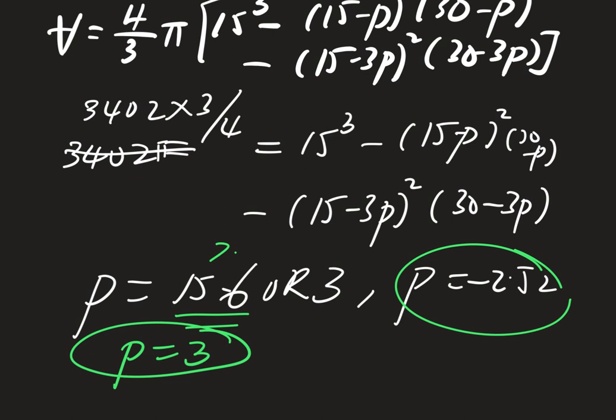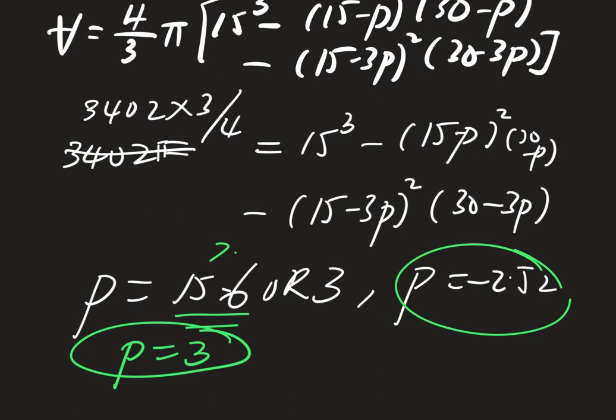Actually, is 3402 times 4 times 3 divided by 4 a whole number or not? It's not, so it is rather difficult. So it is good that you use your calculator to do your manipulations.